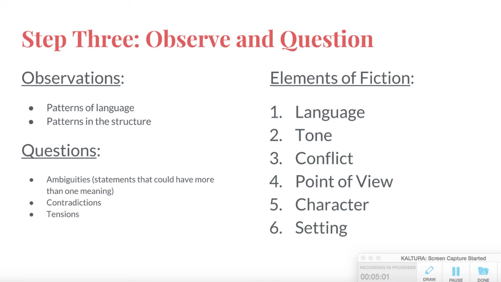They are language, tone, conflict, point of view, character, and setting. Within language and tone, there are several literary techniques that we can focus on, such as diction, metaphor, imagery, punctuation, syntax, symbols, and we'll delve more deeply into each of these in a later lesson. At this point, though, it is important to note that this is the stage where you begin to test your hypothesis as you search for evidence from the text that proves or disproves its validity.